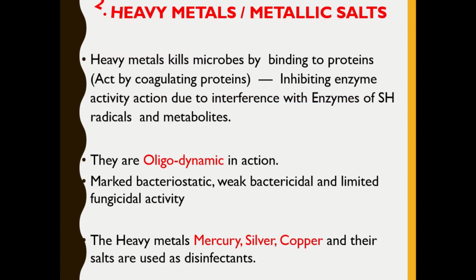The heavy metals and the metallic salts. The heavy metals are able to kill microbes by binding to proteins. That means they act by coagulating the proteins, and ultimately they act on the enzymes, which are also proteins. So they inhibit enzyme activity due to interference with the enzymes, mainly the SH radical, and also the metabolites. They have an oligodynamic action.